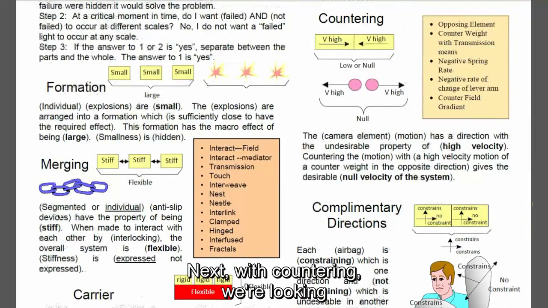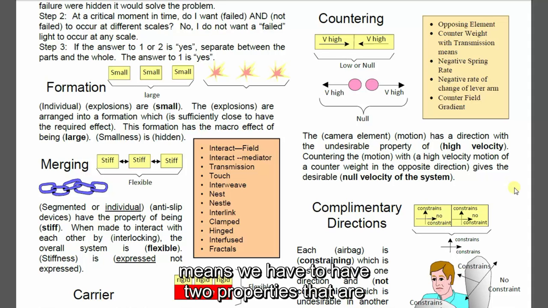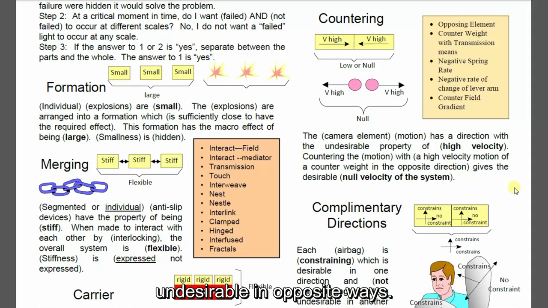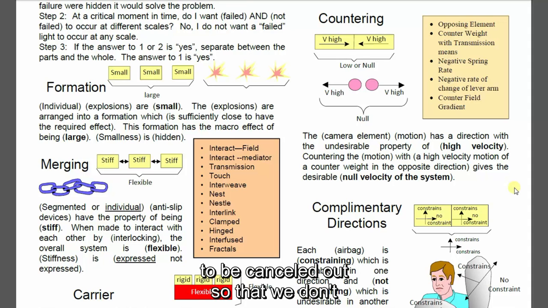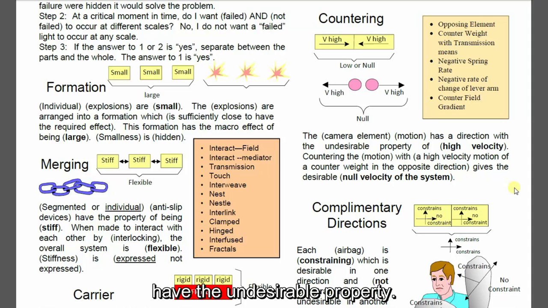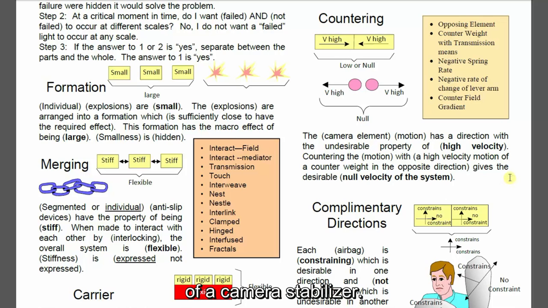Next, with countering, we're looking to cancel out an effect. Even if it means we have to have two properties that are undesirable in opposite ways, we just want the net effect for the overall system to be canceled out so that we don't have the undesirable property. One example of this, they give the example of a camera stabilizer. That's a common principle.